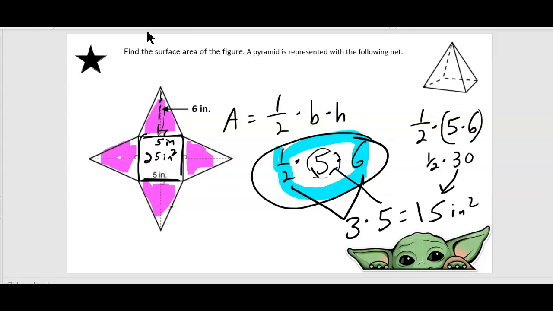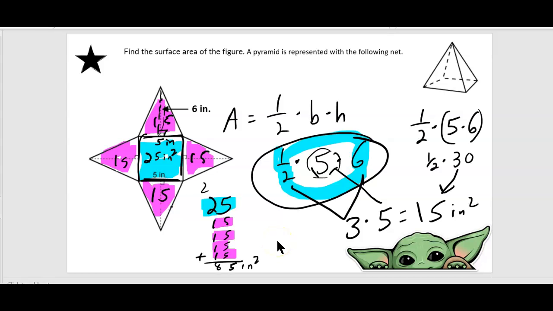Try it. Okay, so where did we say? 15. So that's 15. This is 15. This is 15. This is 15. I want to add them up. I'll be right back. You try it too. Okay, so I've got 85 inches squared. Did you get that? I hope so. It's all right. Next. Almost done.